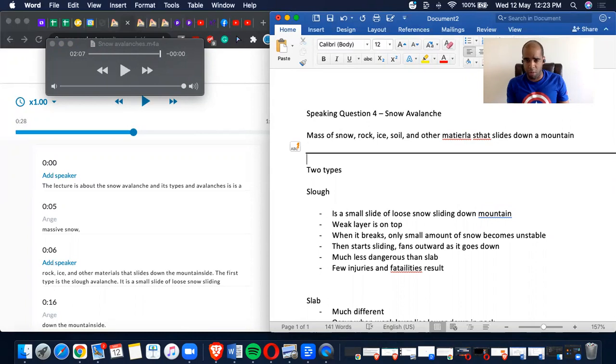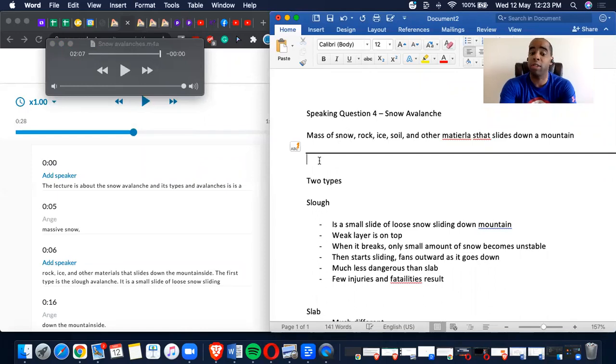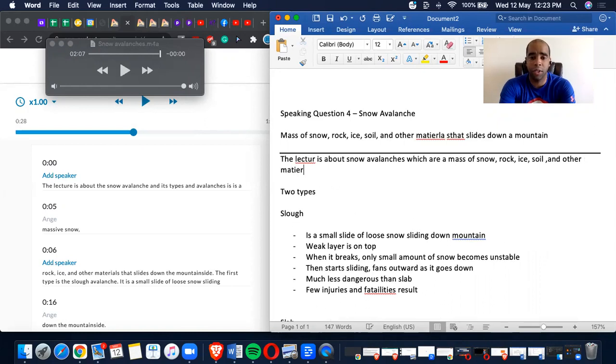So here we go. What I had written down and what you should start off with is, of course, the lecture is about avalanche. Oh my God, I'm just misspelling all over the place. My nails are too long. It's about snow avalanches, which are a mass of snow, rock, ice, soil, and other materials. Oh God, I hate it. Materials that slide down the mountain.